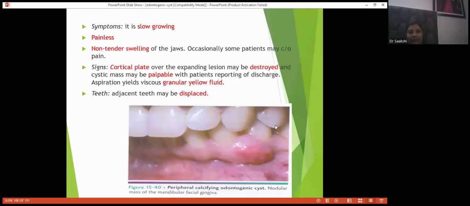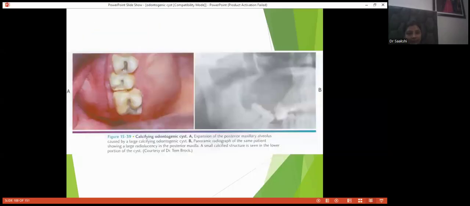molar area. The symptoms: it's a slow growing cyst, a painless, non-tender swelling of the jaws. Occasionally, some patients may complain of pain. Signs: you will see the cortical plate over the expanding lesion may be destroyed and a cystic mass may be palpable with patients reporting discharge. Now, how will you get its expression? It will be like a viscous granular yellow fluid. Adjacent teeth may be dispersed. Obviously, when the swelling grows, the adjacent teeth disperse.